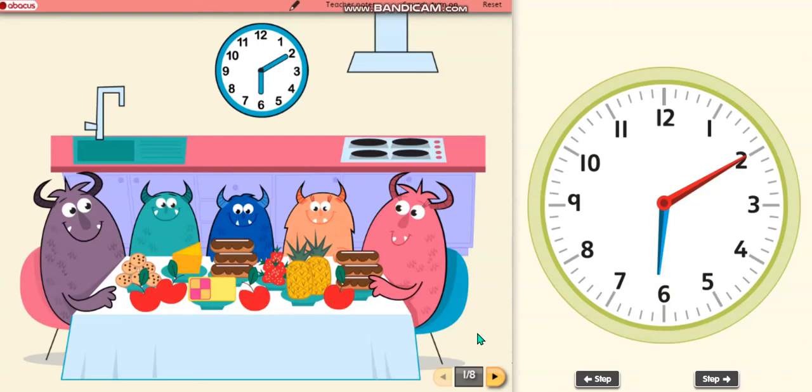Eyes on the screen. Okay, what time is on the clock right now? So your teacher will have to pause the video after this instruction and ask one student to write the digital time on the screen, and one student will say the analog time. All right?